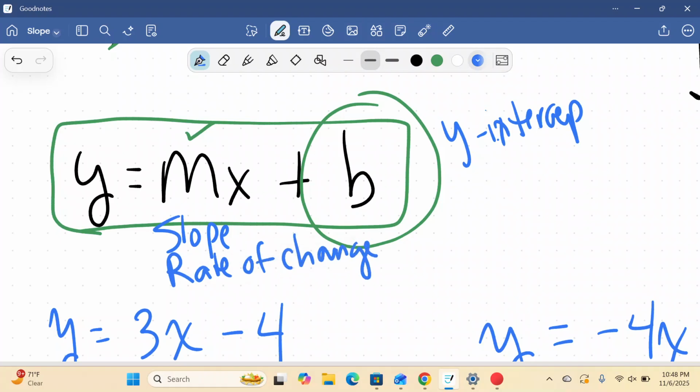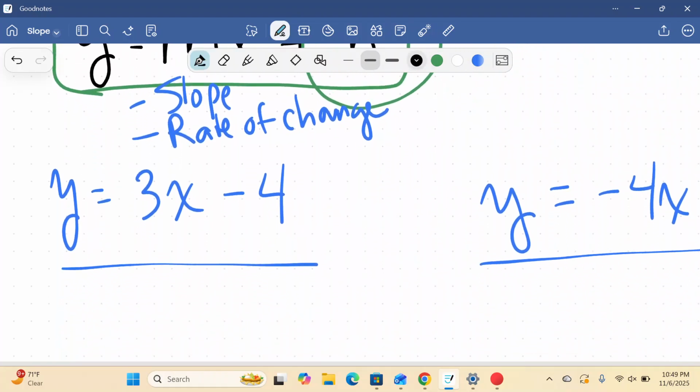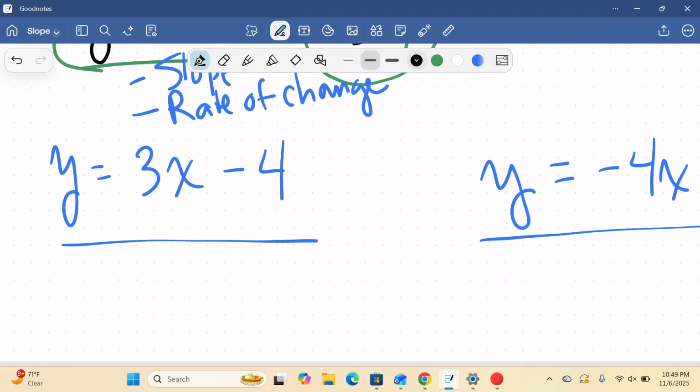So the STAAR test, of course STAAR in Texas, really loves to use the word slope interchangeably with rate of change. It loves to use the y-intercept, loves to use the x-intercept also, and loves to use our zero term. So if we go down, and I'm going to change colors a little bit, we're going to look at these two equations.